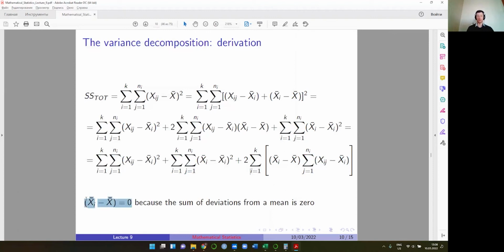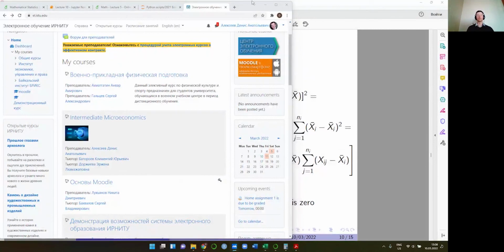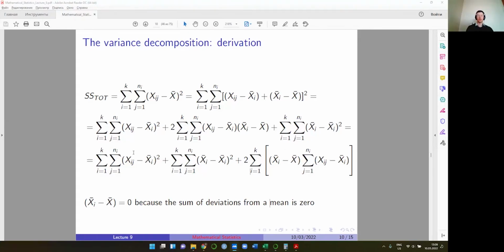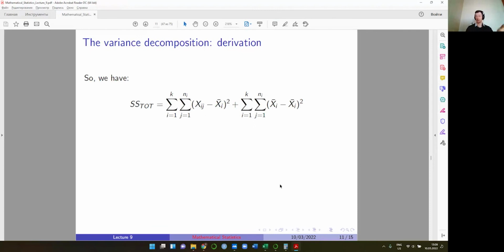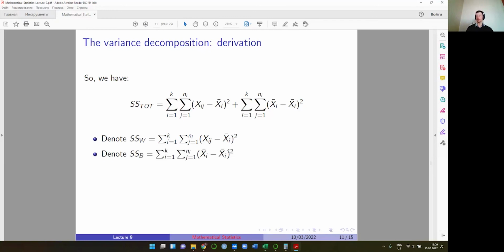Yes, this is my typo, my bad. This is not the correct thing. So let me change this. Right, that disappears, and we are left only with these 2 terms, first and second. If we denote the first term to be the sum of squares within, and the second term the sum of squares between, we have what we actually wanted. We decomposed this total sum of squares into 2 parts.